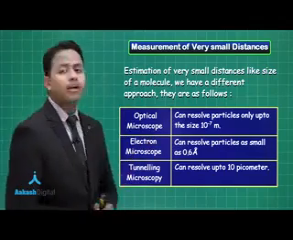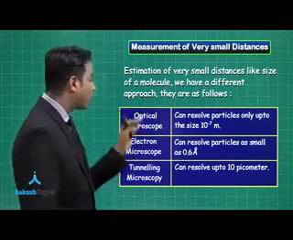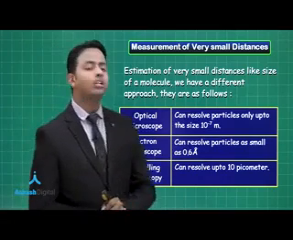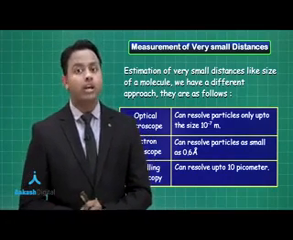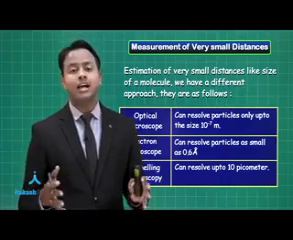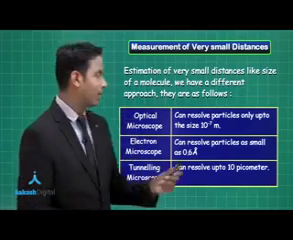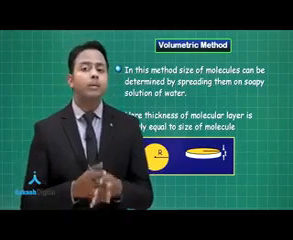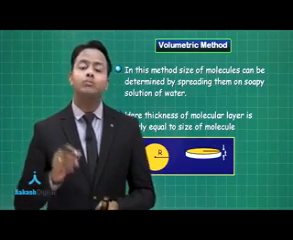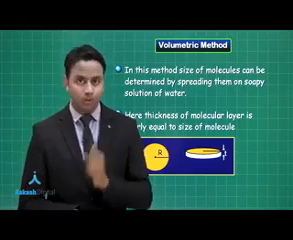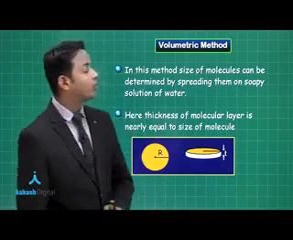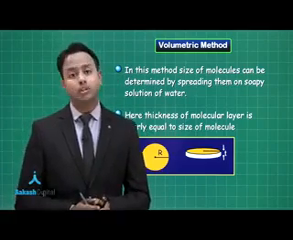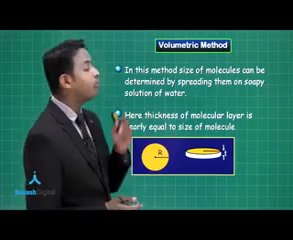So the tunneling microscope, the next advanced version of the electron microscope, can resolve up to 10 picometer. Now we can estimate the sizes and the processes regarding molecules. In this section we are going to employ a very important technique to find out the diameter of a molecule, and that is the volumetric method.